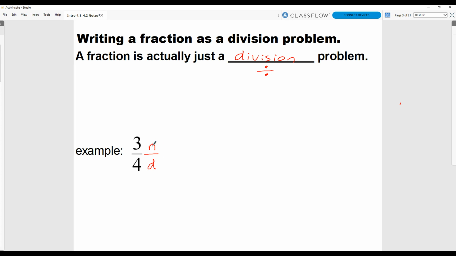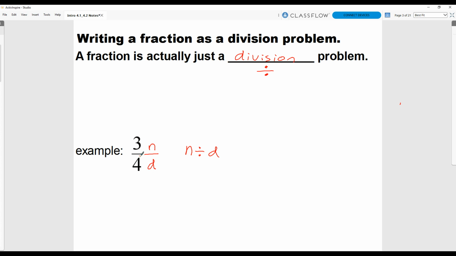So if I set this up into a standard division problem so it looks nice and normal, with a division sign, it would look like this. We would have n, our numerator, divided by our denominator. Now it's written more like a normal division problem. This way it's written vertically as a fraction showing division, and this way it's written horizontally using our normal division.